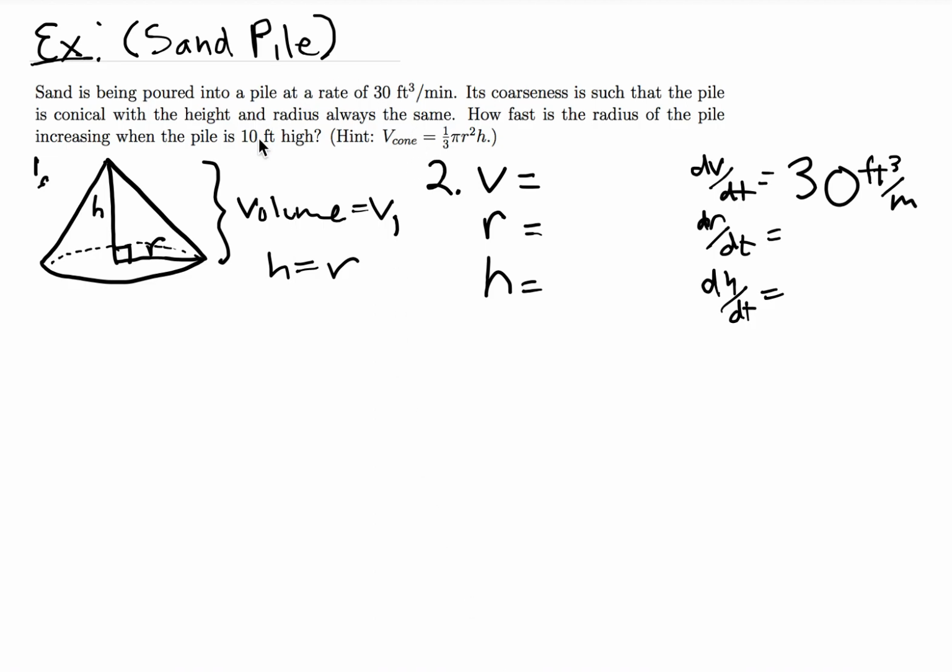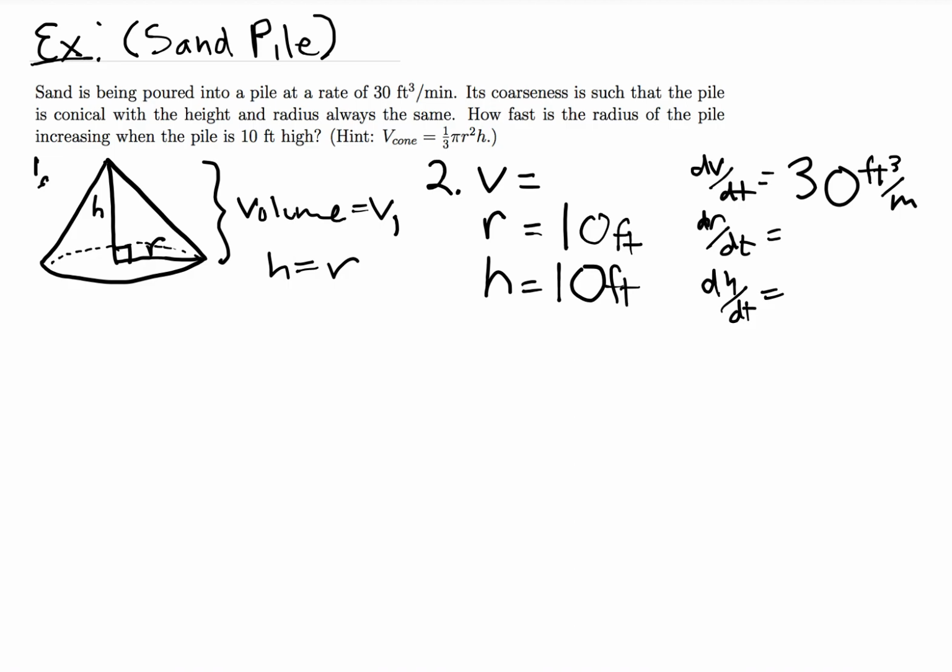The other thing that I see here is what's going on when the pile is 10 feet high. That's giving us a height. But if we're careful about the observations that we made earlier, height and radius are going to be the same thing in this particular problem. So if you want to fill in some other stuff here, we've also got some information on my radius. Now, you notice we have a number of blanks to take care of here.